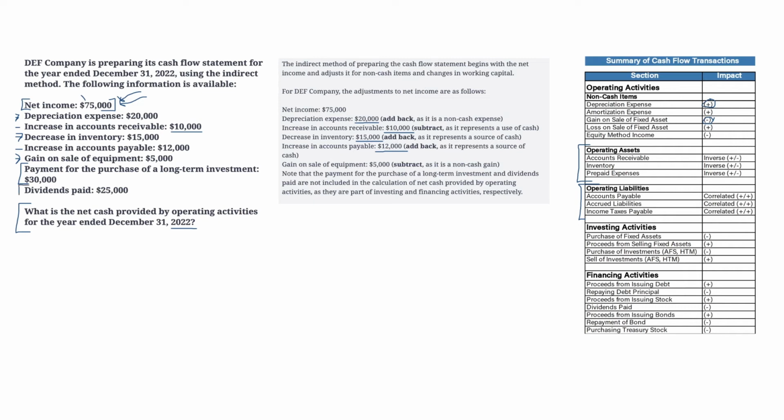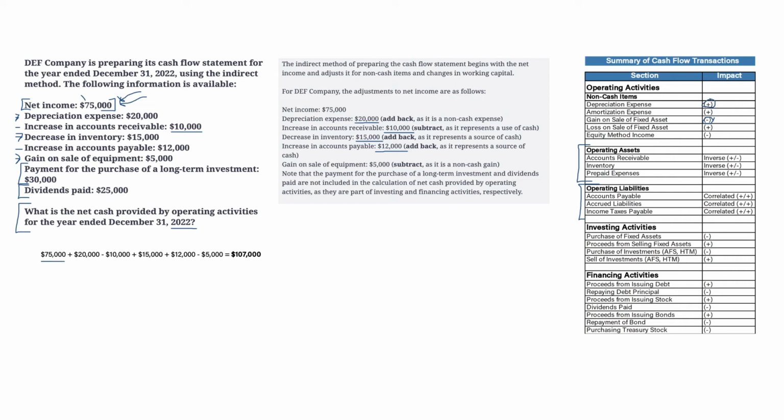This would be a cash flow item in the financing activities section because we initially raise money through stock in the financing activity section. So when we pay dividends, it's a cash outflow from the financing activity section. So now that we've gone through each item, we're just going to add them all up.